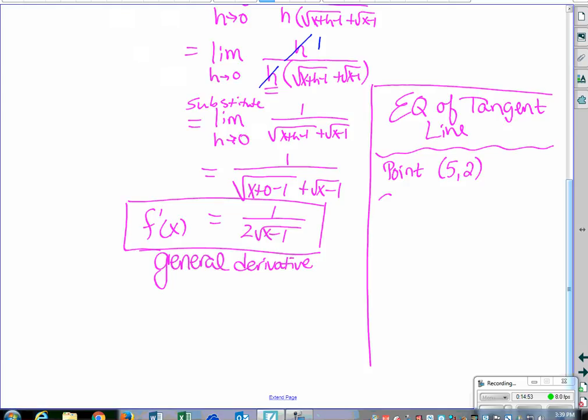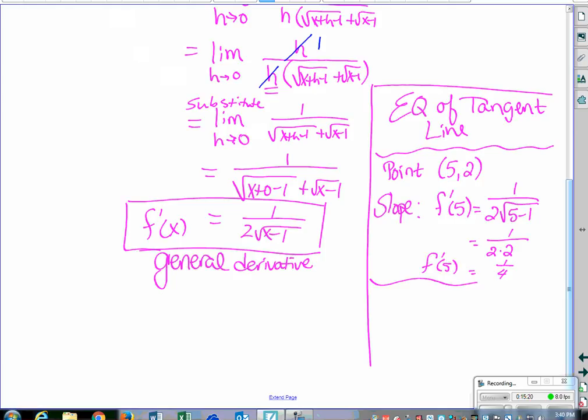And I need to know the slope when x is 5. That slope will come from my general derivative. f prime evaluated at 5 gives me 1 over 2 square root of 5 minus 1, which gives me 1 over square root of 4, which is 2, so I'd have 1 over 2 times 2, which gives me 1/4. My slope is 1/4, f prime of 5.